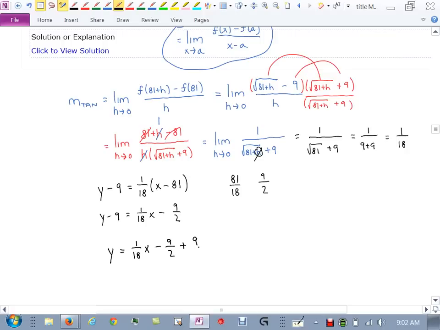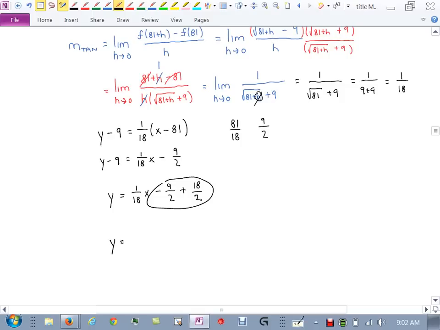I'm going to rewrite 9 as 9 over 1, and then multiply top and bottom by 2, which will give me 18 over 2. I'm getting common denominators, so I can put these two together. And so I get y equals 1/18 x, and then plus 9 halves. That should be the equation of my tangent line.